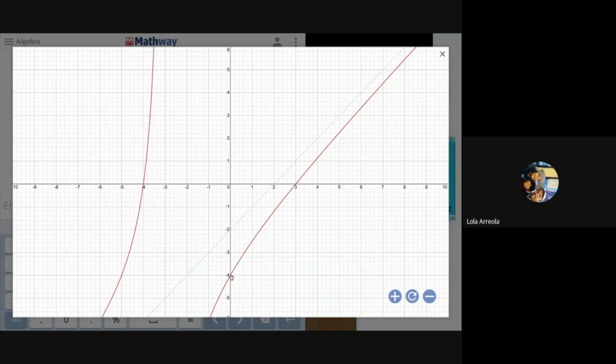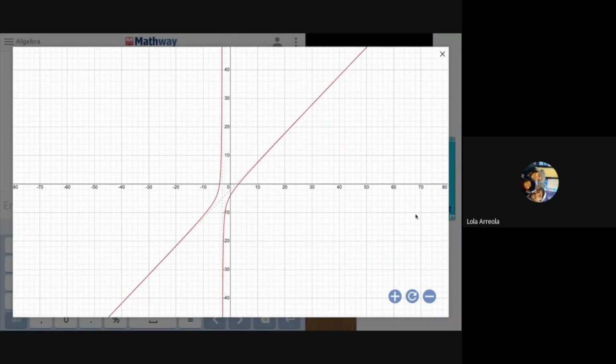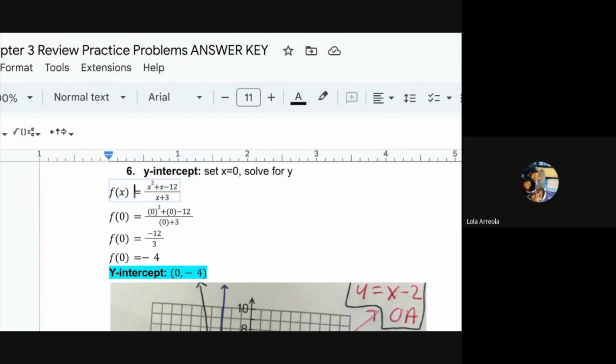Y-intercepts, we're solving for the points on the y-axis. So look, I should get, after doing all my work, (-4, 0). We start off with the original function, and it says set x equal to 0, because y-intercepts happen when x equals 0. So plug in 0 everywhere that I see x.